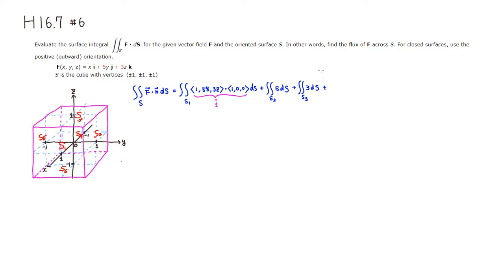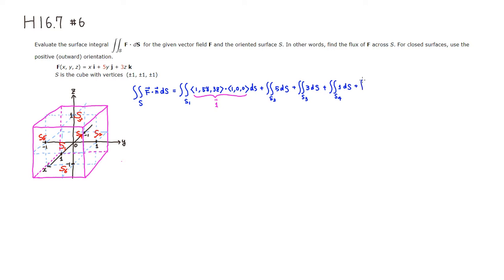Plus, let's look at S4. S4 is the back side here. The outer normal vector is negative i, and the value of x is negative 1. So you have a negative 1 times negative i, which gives you a positive 1. So it's going to be 1 dS.